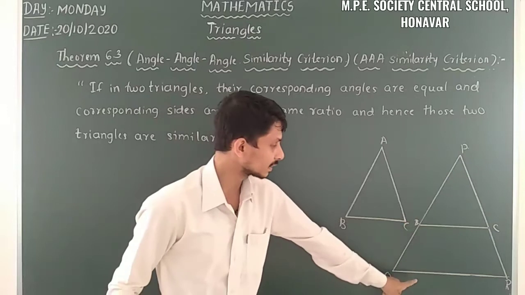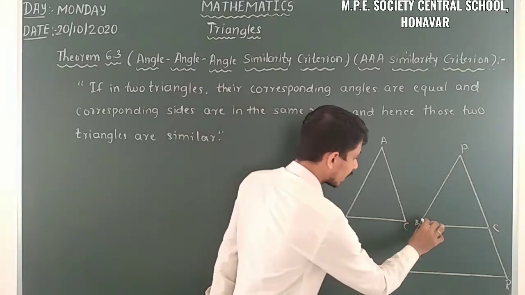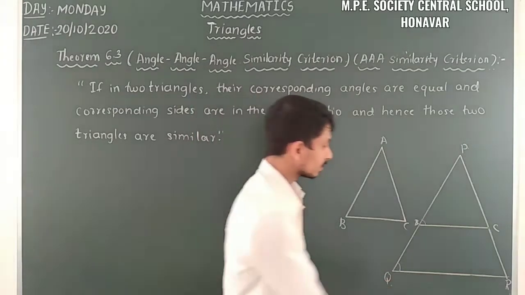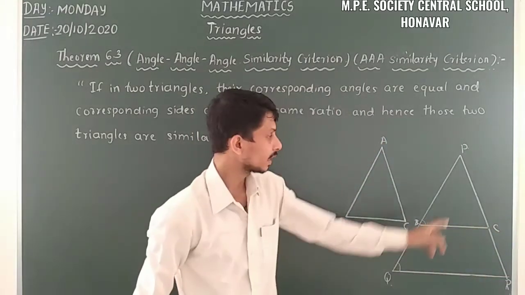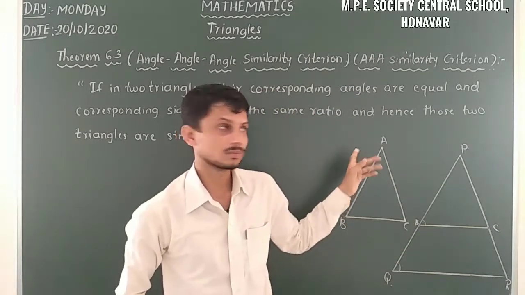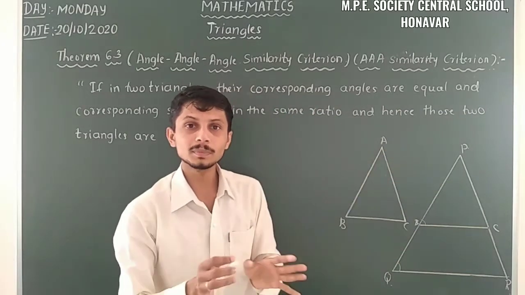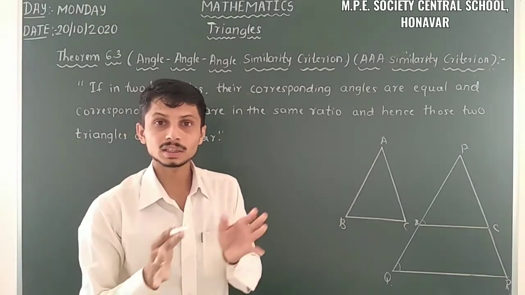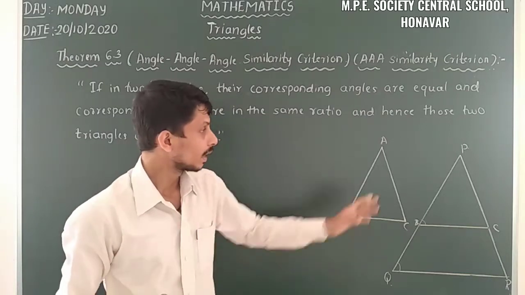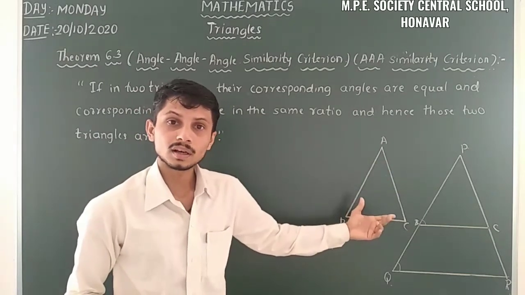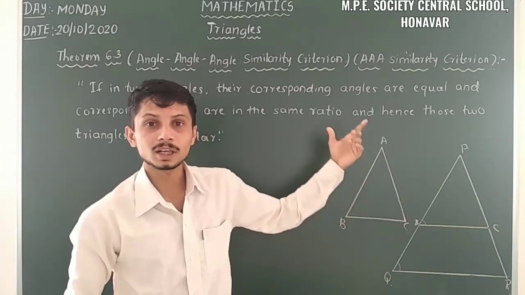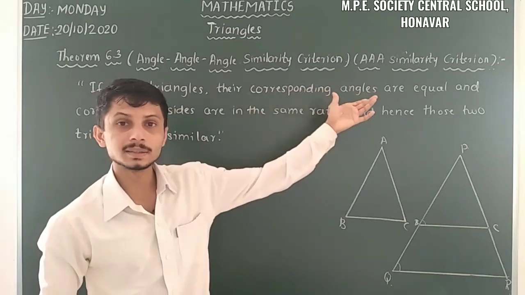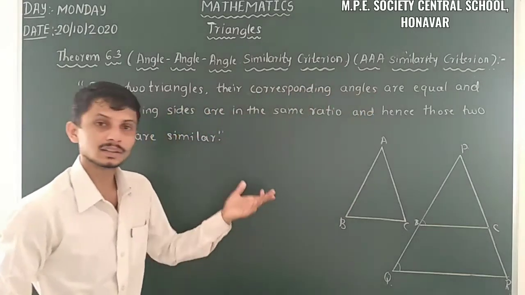When BC is exactly parallel to QR, then this angle and this angle become corresponding angles, and this angle and this angle become corresponding angles, and this angle is the same for both. A is equal to P. So that means corresponding angles are the same, and the ratios of corresponding sides are the same. So then we can take the AAA similarity criterion. So let us take that one.